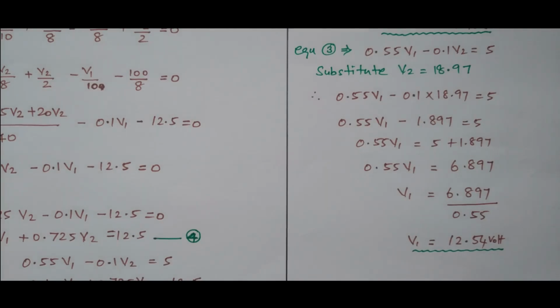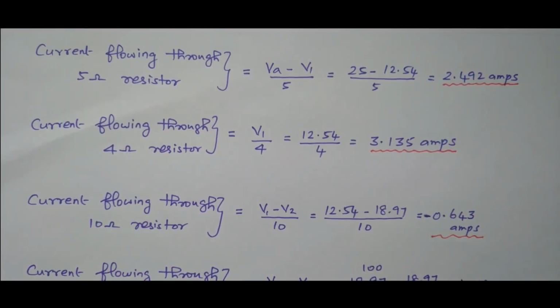So the first question we calculated. Node voltages V1 and V2 are calculated. Second, we need to find the current flowing through each and every resistor. There are 5 resistors available. So the current flowing through the 5 ohm resistor is nothing but VA minus V1 by 5. This we already discussed while framing the equation. So VA is 25 minus V1, V1 we calculated 12.54, divided by 5. It is 2.492 amperes.